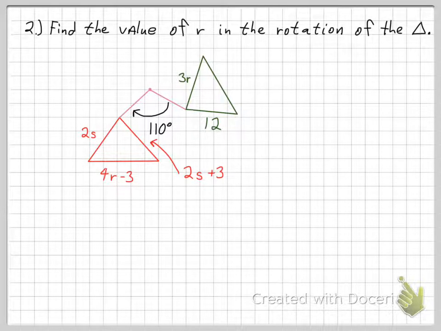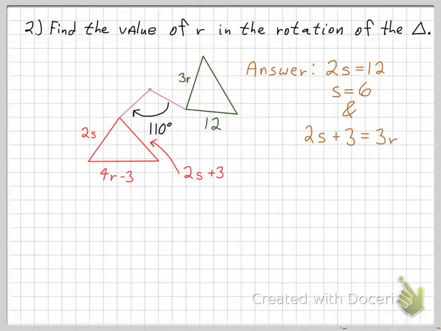So we're actually going from this green image, 110 degrees, to this red image. And so to kind of tell you what's going on, after you rotate this 110 degrees from the pre-image to the image, then you get that 2s is equal to 12, and therefore s is equal to 6. And then you also have that 2s plus 3 is equal to 3r.